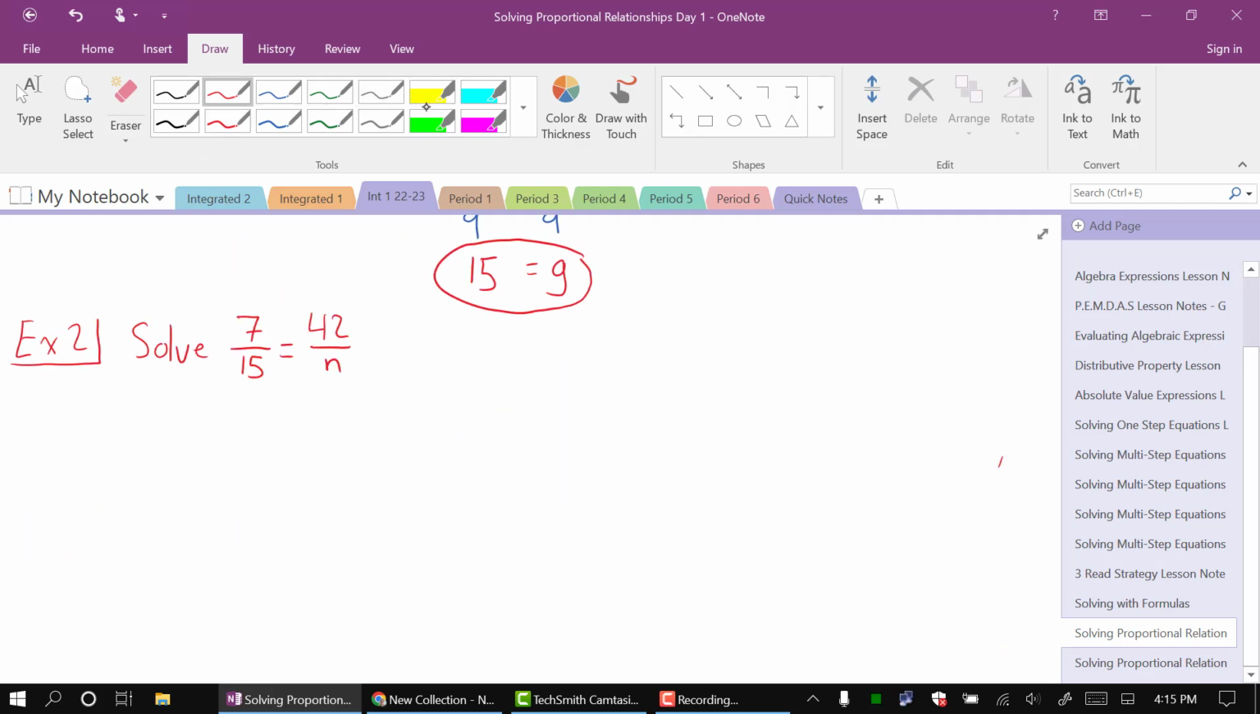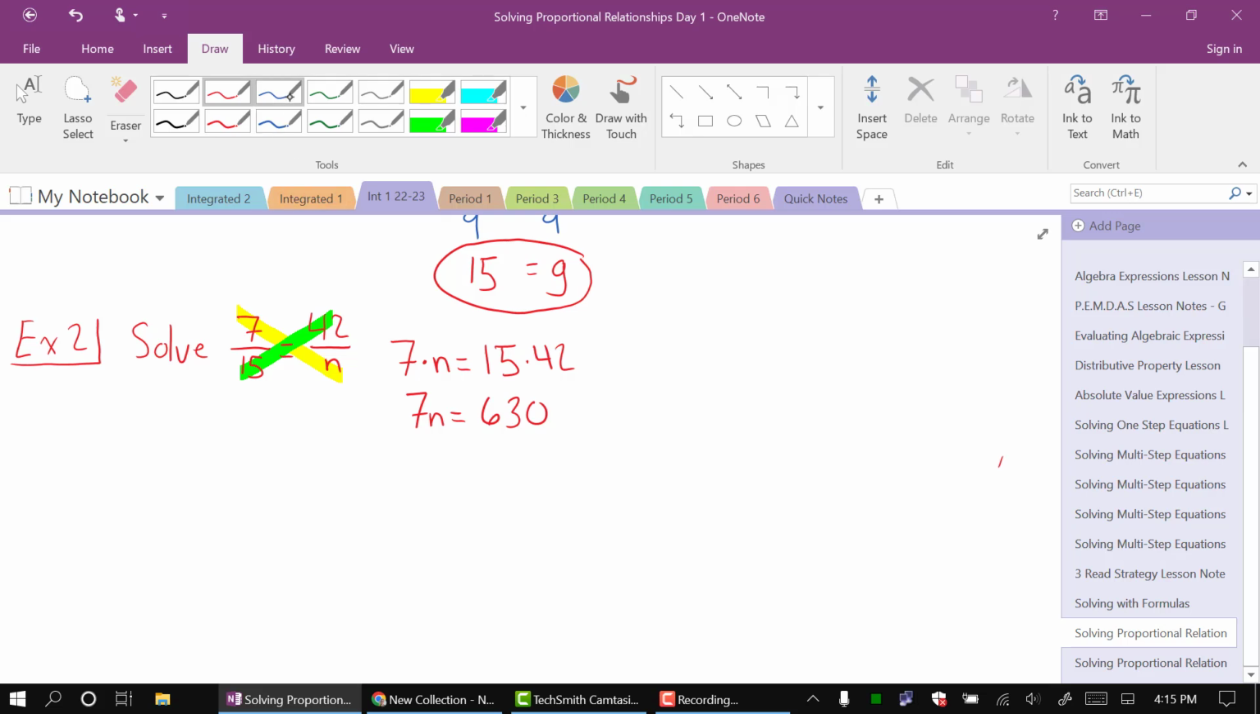So again, just like we did with the last one, I'm going to cross multiply. So I'm going to multiply 15 times 42. I'm going to multiply 7 times n. So this gives me 7 times n equals 15 times 42. Well, 7 times n is just 7n. 15 times 42 is 630.